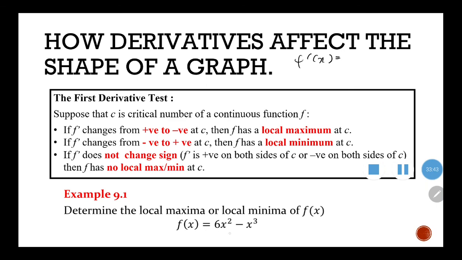When you found this, what you should do is derive it. So derive, you will get 12x minus 3x squared, and then put the x's together. You will get 3x times 4 minus x equal to 0. So x equal to 0 and x also equal to 4. So now the critical numbers here are 0 and 4.